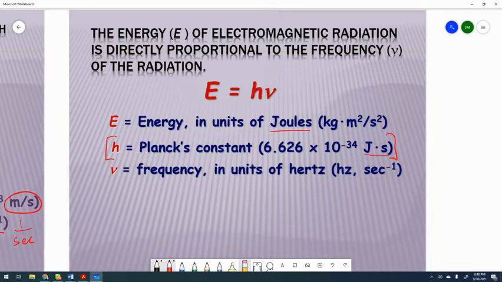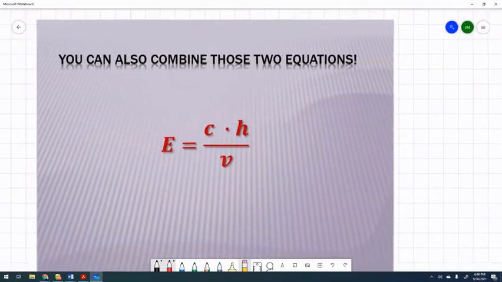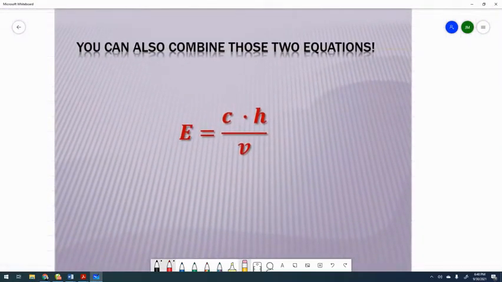The great thing about those two equations is we can also throw them together. Now, this was a mistake on my behalf. This was originally on the notes that I put online. It has changed since then, so you shouldn't see that one. You should see this one up here. So energy equals the speed of light times Planck's constant over the wavelength.